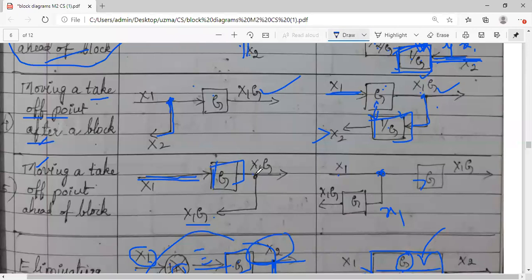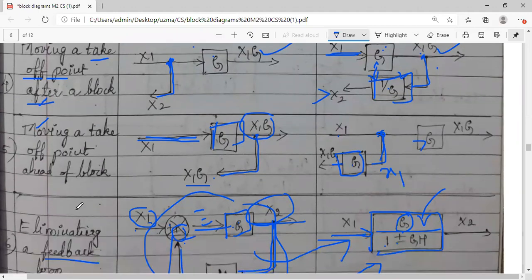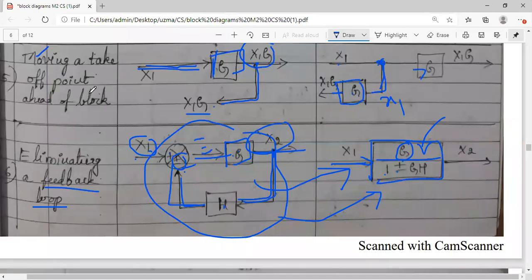From the takeoff point, directly I am taking the signal here, but when I shift it, I can't directly take the signal because here the signal is x1 into g. But if I take it from this, it is simply x1. So I have to multiply it with g. So that's why I have to pass it through a block which is having the gain g. Then the last one is elimination of the feedback loop. So totally 6 rules we have seen in this feedback, block diagram reduction rules.